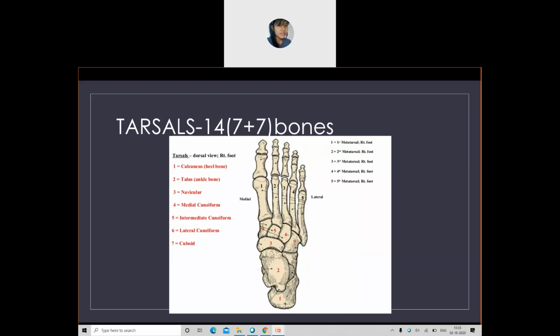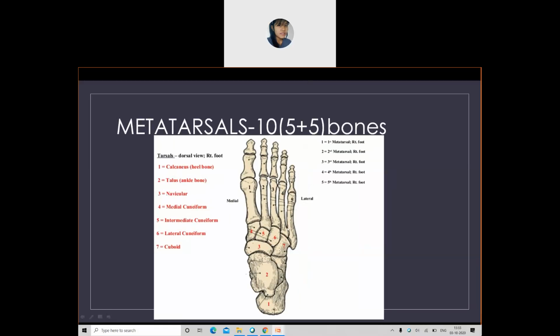Okay, are you clear, everyone? Tarsals. These are the tarsals. Yes, ma'am. Okay. Next is metatarsals.